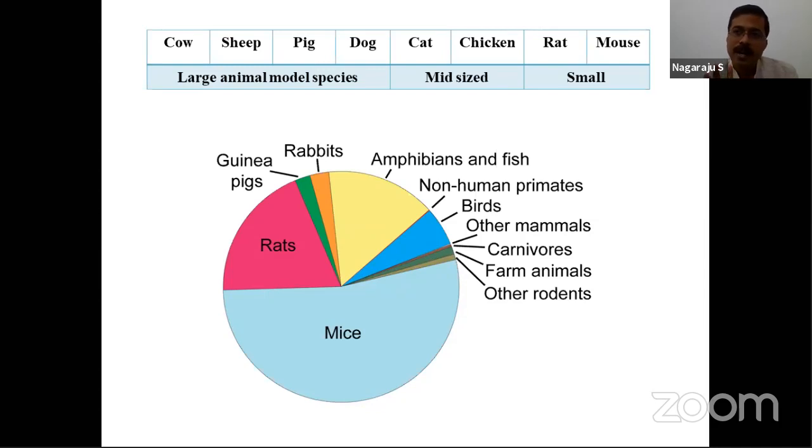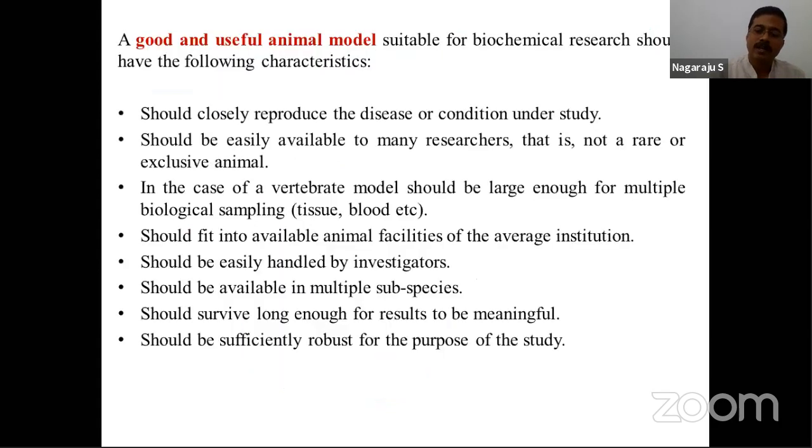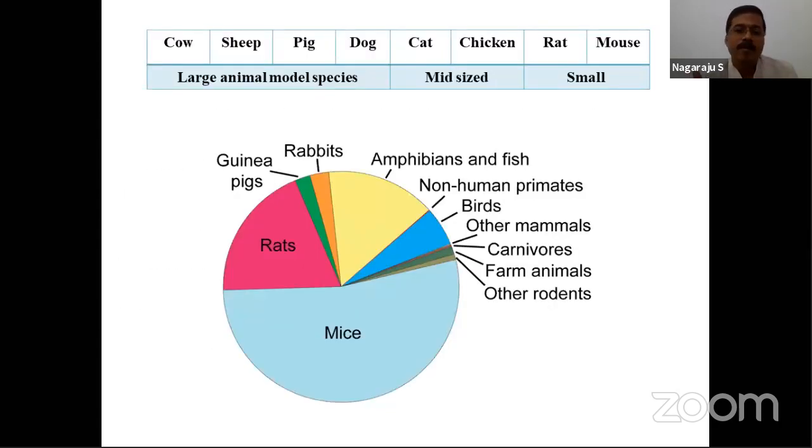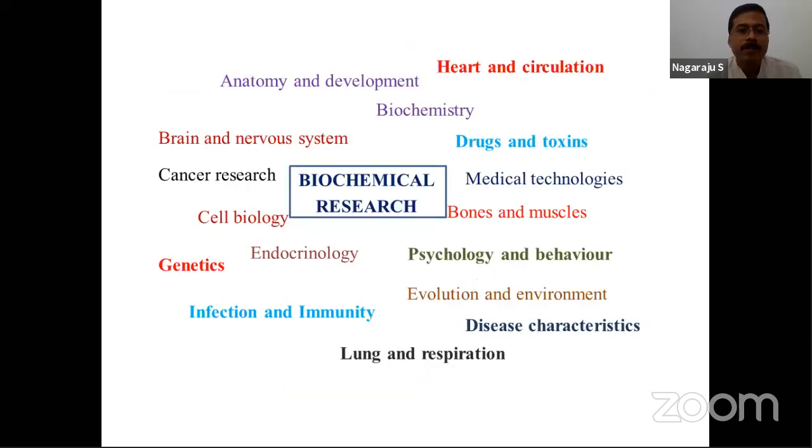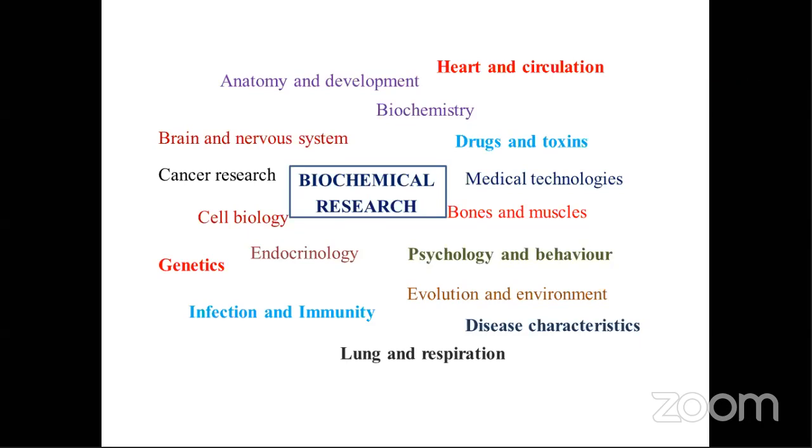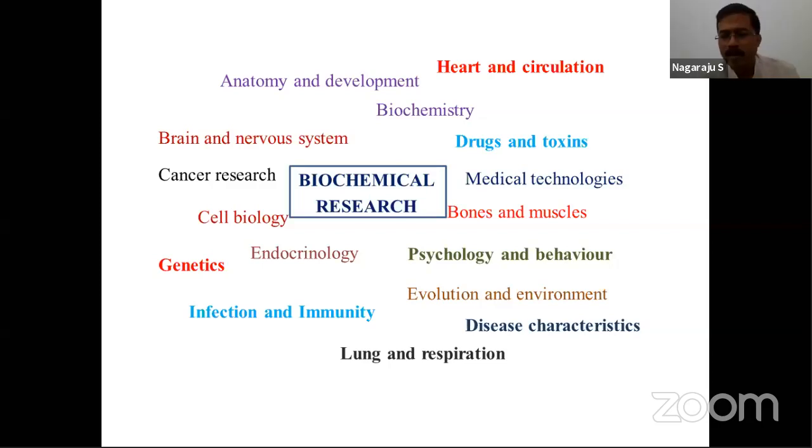So mice are easily handled and can have subspecies. Whatever characteristic features I told you in the last slide are all in coordination with the mice model. So most of the labs use mice models, followed by rats, amphibians and fishes, rabbits, guinea pigs, and some non-human primates. Animals are used as models for different disease conditions: heart-related circulation, anatomy, drugs, toxins, nerves, biology, cell biology, endocrine, psychology to behavior, infections to genetics.